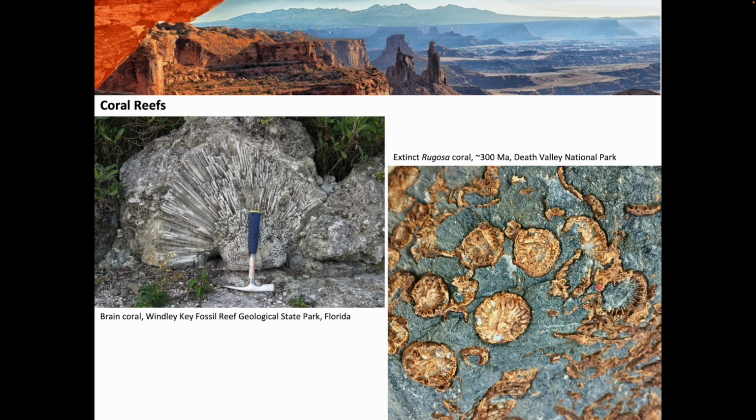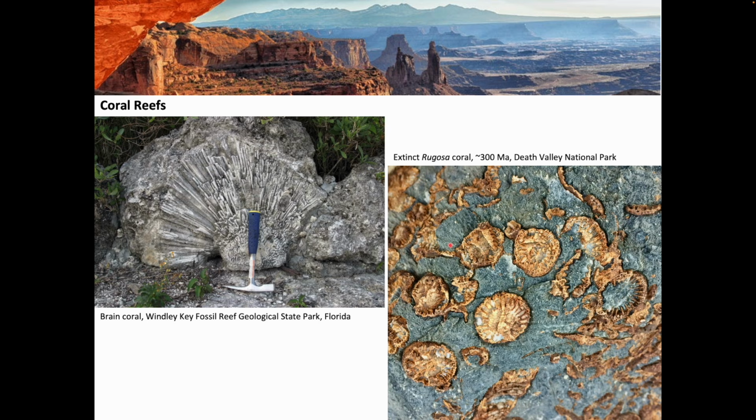Here are a couple of examples of fossilized coral reefs. On the left, we have brain coral, which is a species of coral still alive today that you can see in many tropical areas. This is a fossilized coral reef in Florida. About 150 to 200,000 years ago, sea levels were a little bit higher than they are today, so there are a number of coral reefs found high and dry in coastal Florida, and this is an example of one of them, Windley Key Fossil Reef Geological State Park.